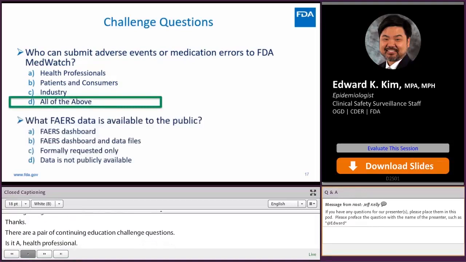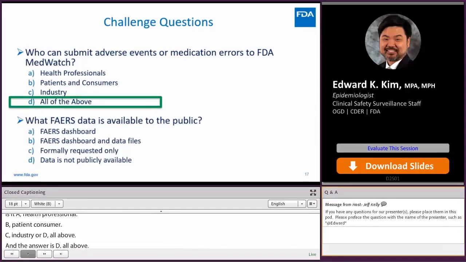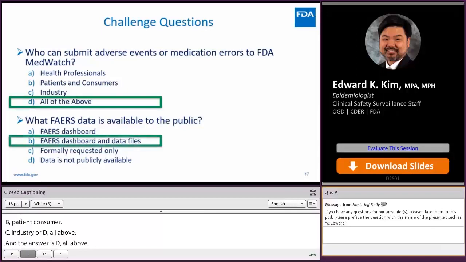Second, what FAERS data is available to the public? Is it A, FAERS dashboard, B, FAERS dashboard and data files, C, formally requested data only, or D, data is not publicly available? And the answer is B, FAERS dashboard and data files.